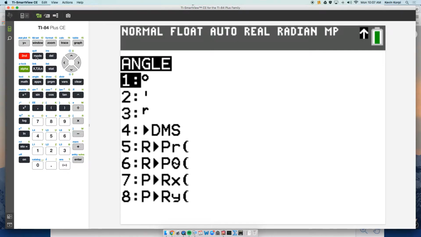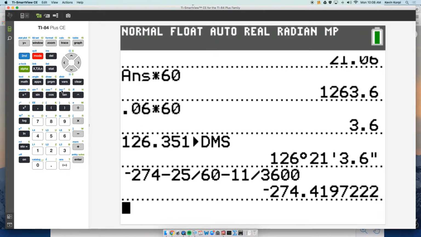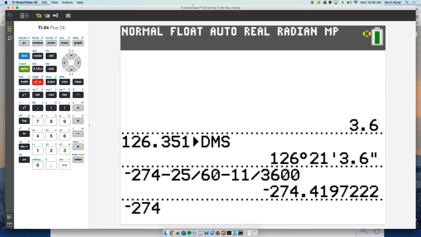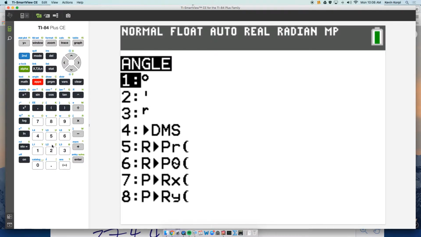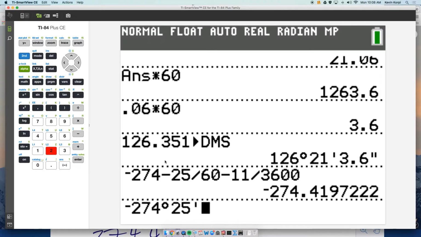So there is a way, and I'll show you that way right now, which tomorrow on the quiz, feel free to check. If you type in your original angle now, negative 274, let me try that again, degrees, go to your angle menu, second, apps, and type number 1. It actually puts a degree symbol on it. Sweet. And we wanted 25 minutes. So then just type in right after there, 25, go to your angle menu again, select number 2, minutes. Sweet. And 11 seconds, that's going to be 11.